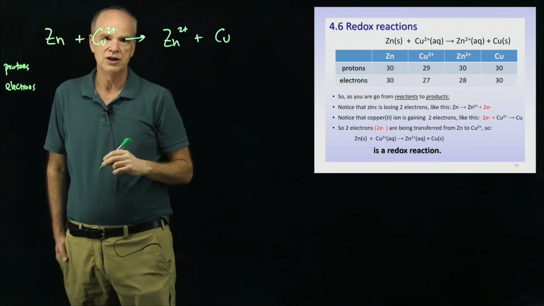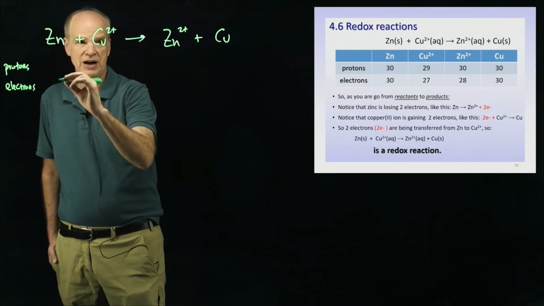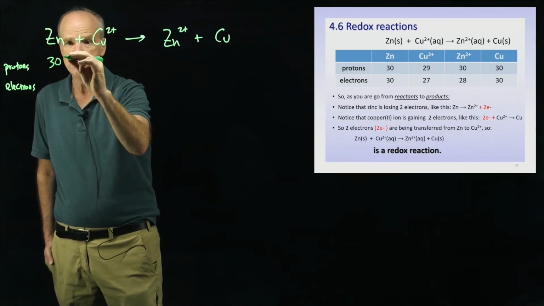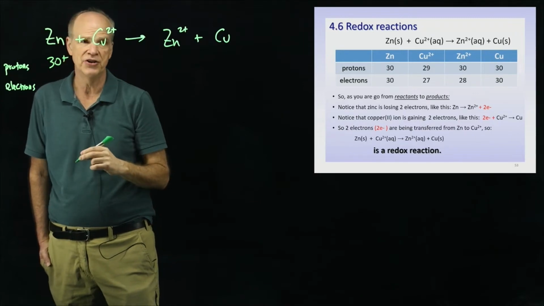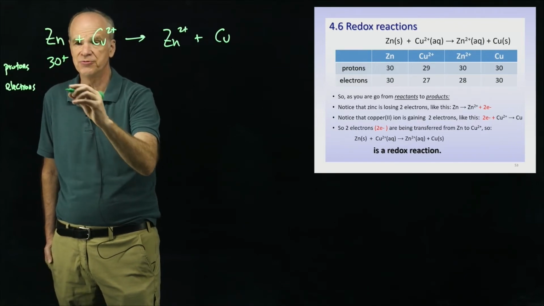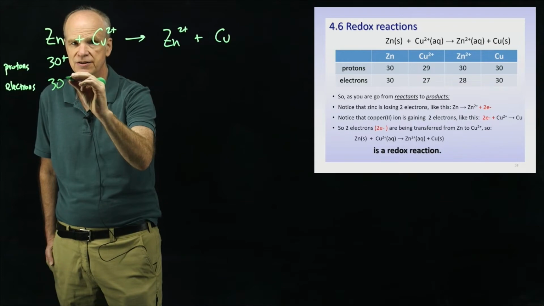So you can look up the atomic number of zinc, and what you'll find is that it's 30. That means zinc has 30 protons, so it has 30 positive charges, so I'm going to write 30+ like that. Now, zinc metal is a neutral atom, so it should have as many electrons as protons, so it should be 30 negative.